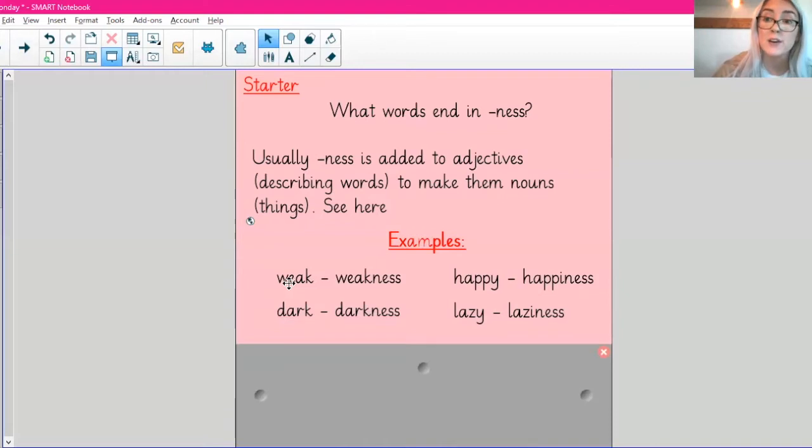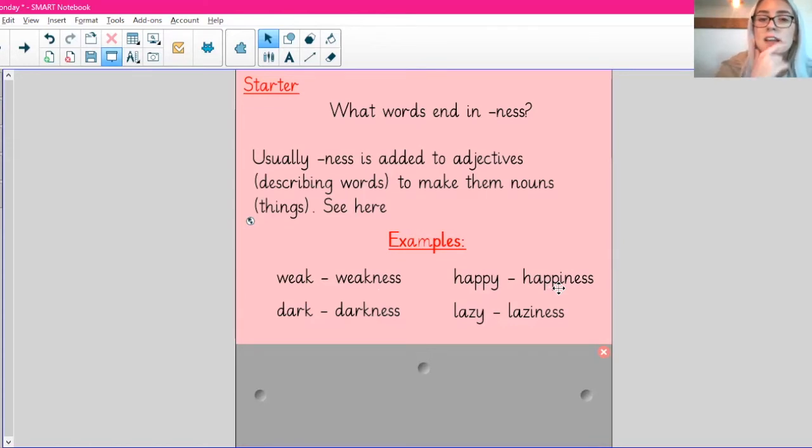So we've got weak, which would turn to weakness. We've got dark, which would turn to darkness. We've got happy, which would turn to happiness. And we've got lazy, which would turn to laziness. Can you see a difference with how this suffix has been added compared to maybe on this side? If our root word ends in the letter Y, I've had to take it off and add an I before I put my suffix on the end.